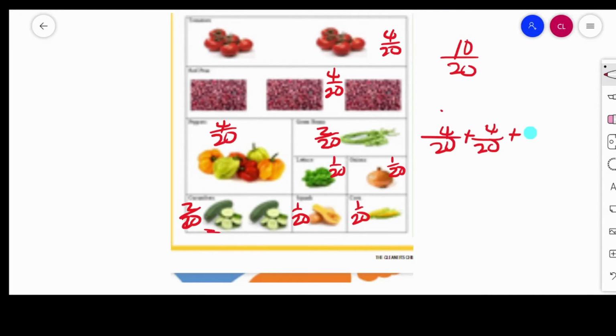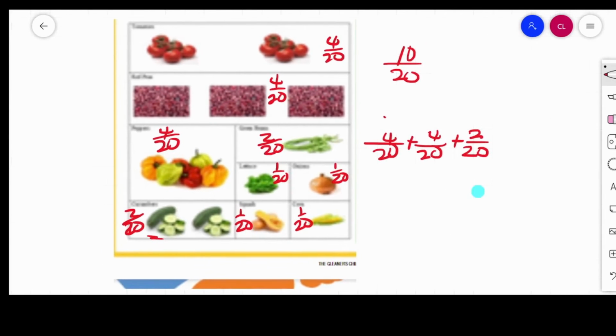So for the tomatoes, we have 4/20. For the peas, 4/20. And then now we need 2/20. And I'll take this one that's here, which will be the green beans. So 2/20. And if we add all of these, we're going to get 4 and 4, 8. 8 and 2, we'll get 10/20.